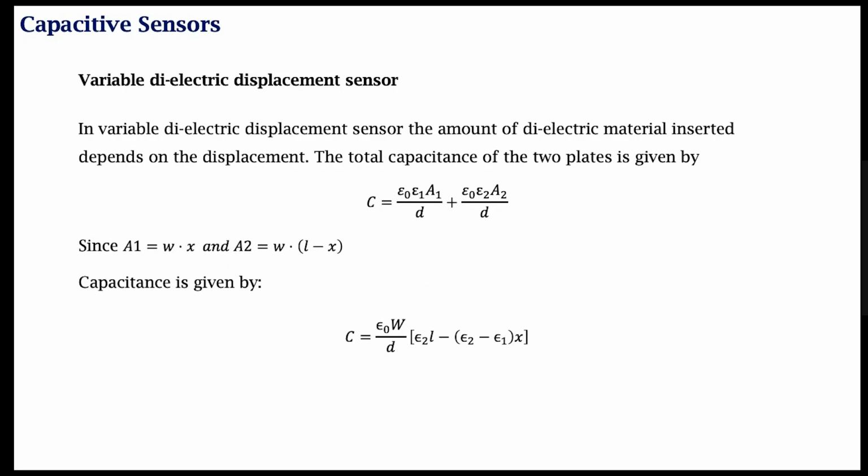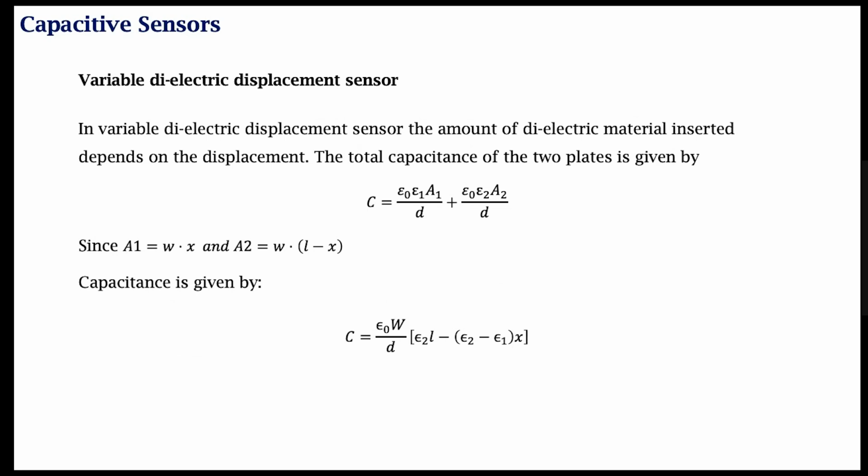Now, let us look at the application of this in measuring displacement. Let us see how we can use the capacitive sensor to measure displacement. In this case, the amount of dielectric material between the two plates of the parallel plate capacitor changes as a function of the applied displacement.